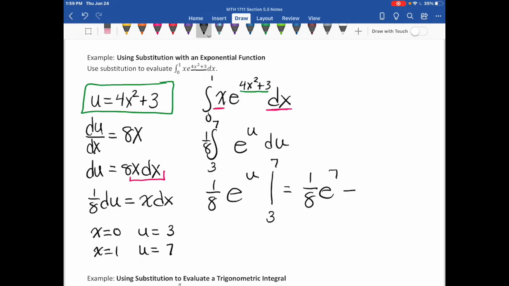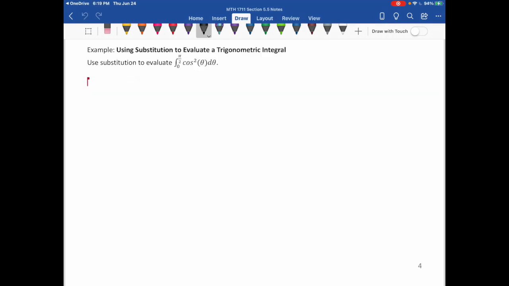So when I plug in 7, I'm going to get 1/8 e to the 7th, and then I subtract. Now I evaluated at 3, and I got 1/8 e to the 3rd. Now if you want, you can approximate that in decimal form and put that in on your calculator. If you do that, you're going to get 134.57.